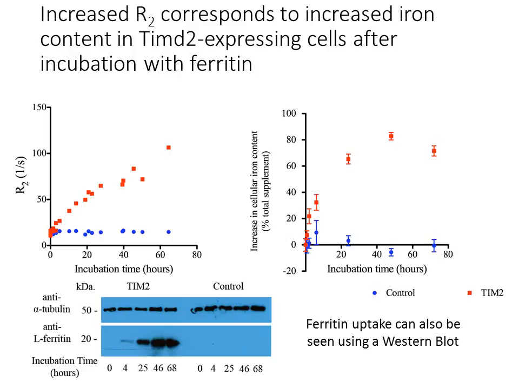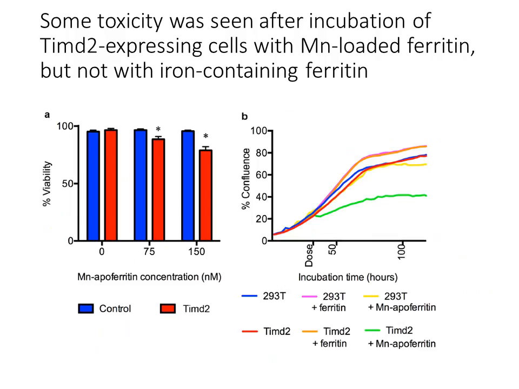If we look at iron content, the increase in R2 is paralleled by the increase in cellular iron content, whereas if we look at the control cells, there's really no significant change in iron content. So we didn't take manganese-loaded ferritin forward for studies in vivo because it became quite clear that there was some toxicity associated with the manganese-loaded ferritins.